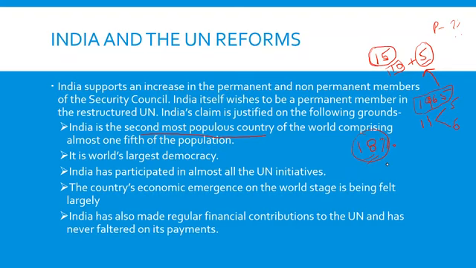Second, the population makes us the world's largest democracy, the largest functioning democracy. And when I say functioning democracy, it means democracy in the truest sense. Now formally speaking, elections are conducted in China also, but you know that those elections are one party elections, which cannot be called a democracy at all. So India is the largest functioning democracy in the world. That is the second very strong ground on which the claim of India rests.